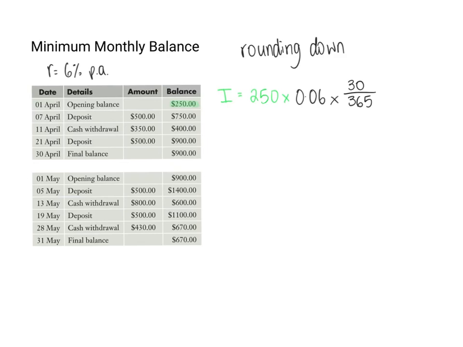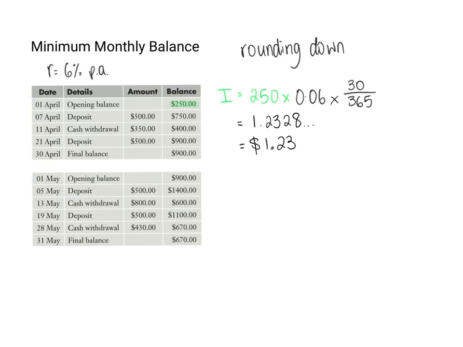So if we do that calculation, you get 1.232. Now they're going to round it down, and this would normally round down anyway if you're talking dollars and cents. So that is going to be your $1.23. So you'd get $1.23 extra interest that month. They never give you much. All right, so let's look at doing the same for May.